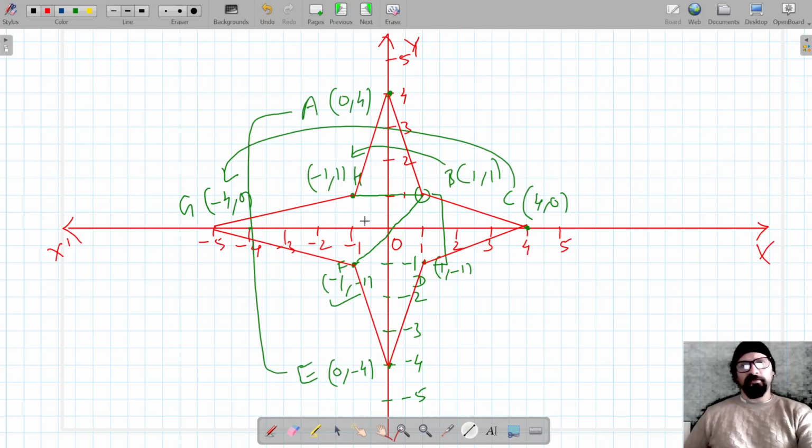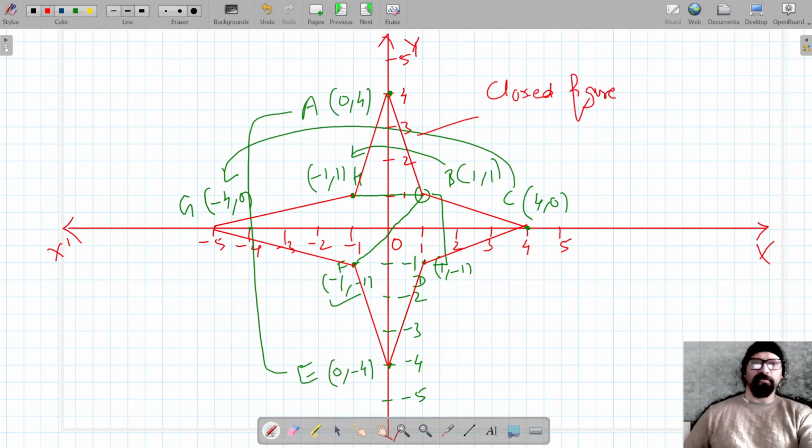So this is the figure that we have got, and we have to name the closed figure. This closed figure has 1, 2, 3, 4, 5, 6, 7, 8 sides, and this closed figure is called a trapezoid. The name of this closed figure is trapezoid.